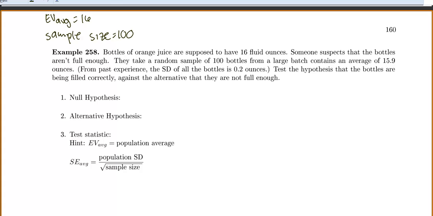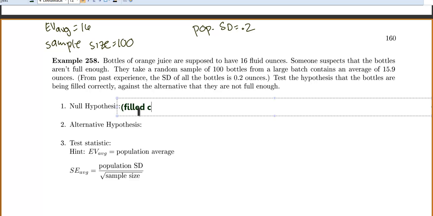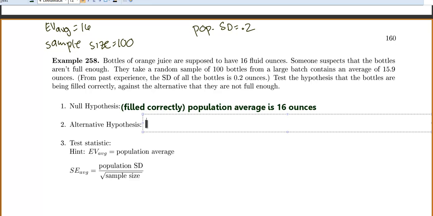From past experience, the standard deviation of all the bottles is 0.2. So my population standard deviation equals 0.2. Test the hypothesis that the bottles are being filled correctly against the alternative that they are not full enough. So the null hypothesis is that they are filled correctly, or that the population average is 16 ounces. The alternative hypothesis, they said that they are not full enough, so that would mean my population average is less than 16 ounces.